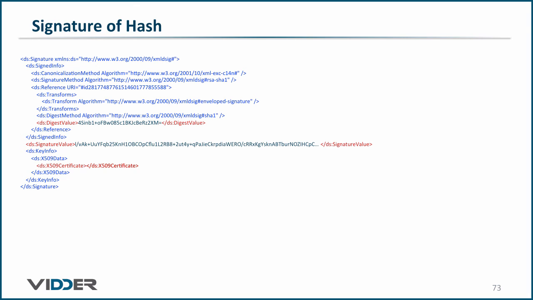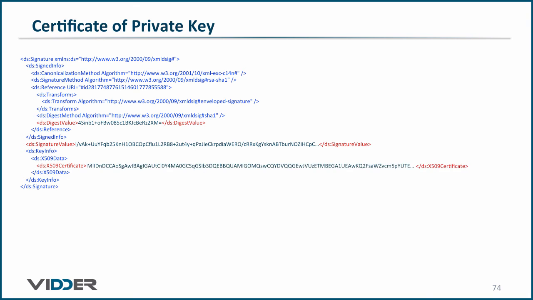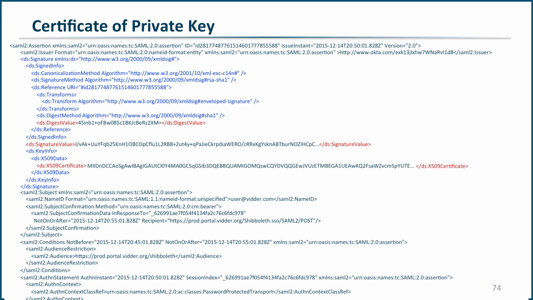The only things left to do are add the X509 certificate that holds the RSA public key associated with the RSA private key used to create the signature. Again, the actual X509 certificate would be much bigger than the value represented here. And add back the enveloped element. And there you have it, the XML enveloped digital signature.